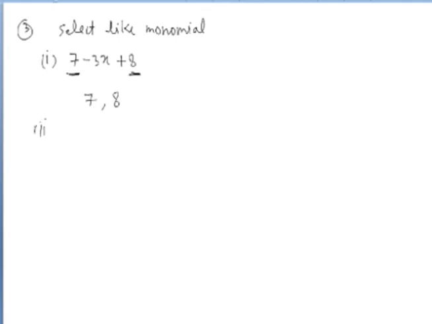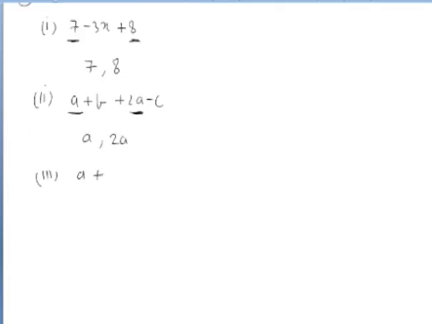Okay, and question number 2, a plus b plus 2a minus c. So here the like terms are a and a, because the degree of a is 1 in both. Then a plus 3b minus c plus 5b, sorry. So here 3b and 5b, the degree of both is 1. So the like terms are 3b and 5b. Question number 4.